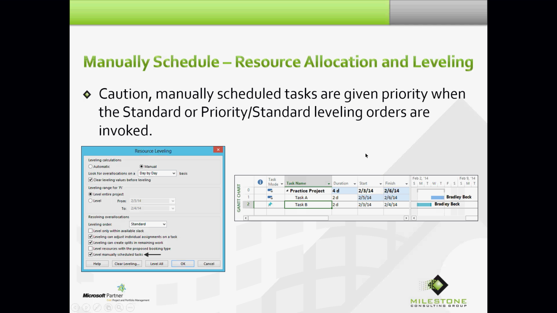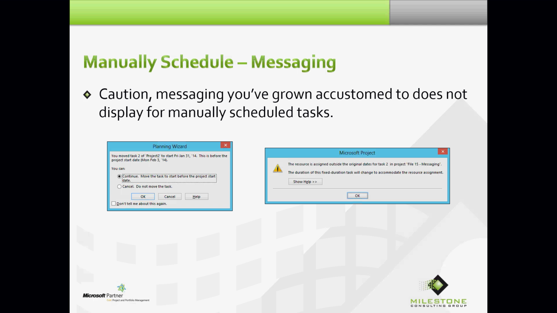Caution: manually scheduled tasks are given priority when the standard or priority standard leveling orders are invoked. So you have to understand how manually scheduled mode fits in resource leveling if you're calling upon Project's leveling algorithms. Caution: messaging you've grown accustomed to does not display for manually scheduled tasks, which is really interesting to me.